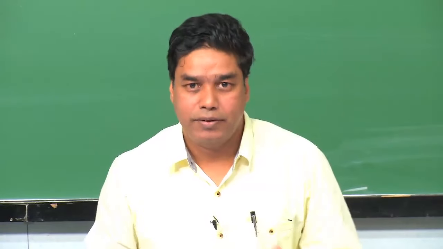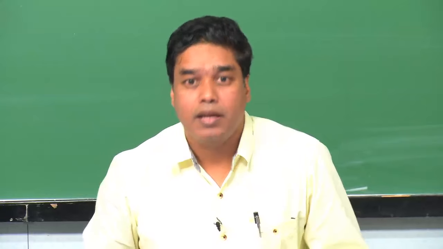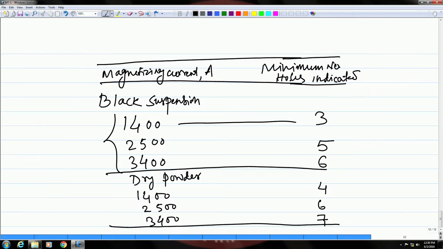So, this is how Kitto's ring is going to indicate whether the magnetizing current which is being applied is optimum or not. This is one of the indicators by which you can do it. There are 2 or 3 more methods which we are going to discuss a little later.